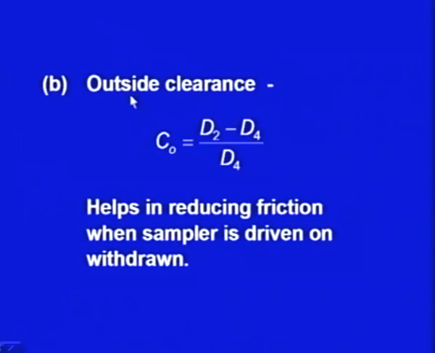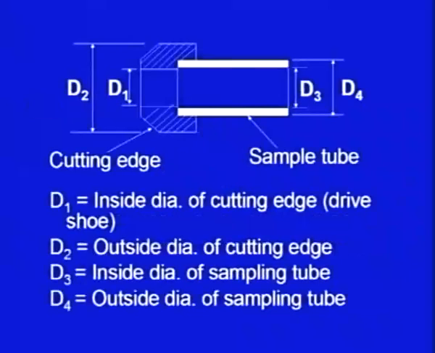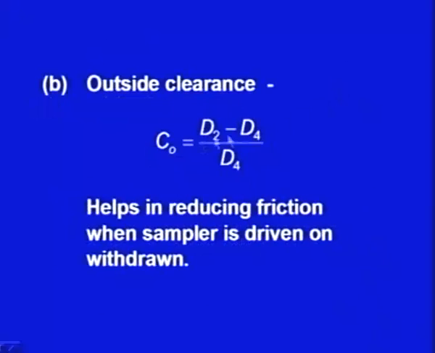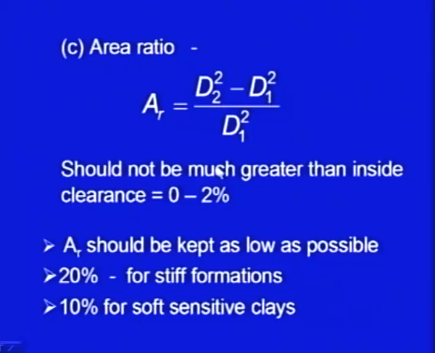Another term is defined as outside clearance, CO. It is defined as (D2 minus D4) upon D4. This outside clearance helps in reducing the friction when the sampler is driven in or withdrawn. This is the D2 diameter and this is the D4 diameter. So, this ratio defines how much friction is there when the sample is being taken or it is being withdrawn.